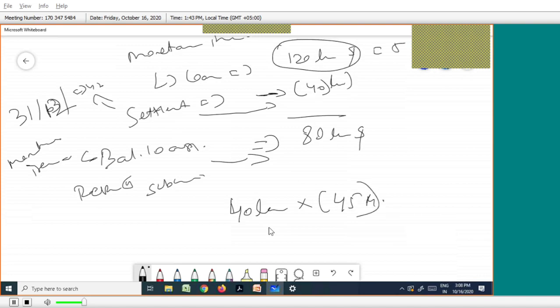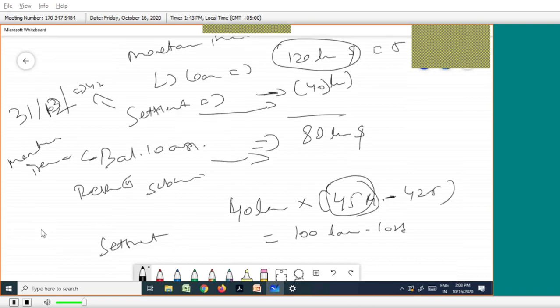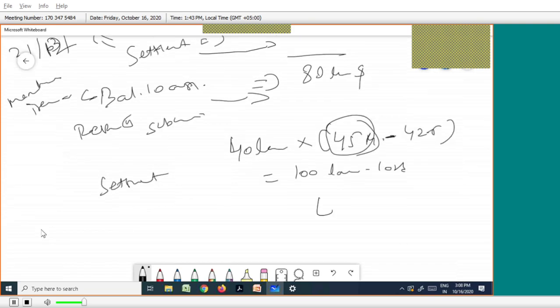So initially what is the booking? Initially how much did I book? 42.5. While making payment it is 45 rupees. So 40 lakh dollars into 45 minus 42.5, which is 2.5 rupees, equals 100 lakh loss. This is for settlement. This 100 lakh should be debited to the P&L account. This is one activity.